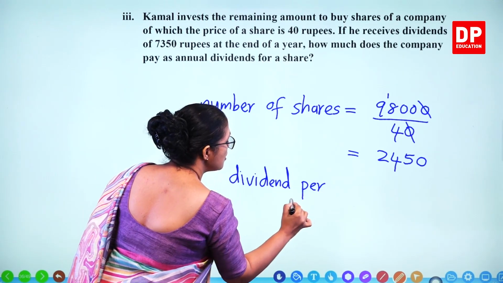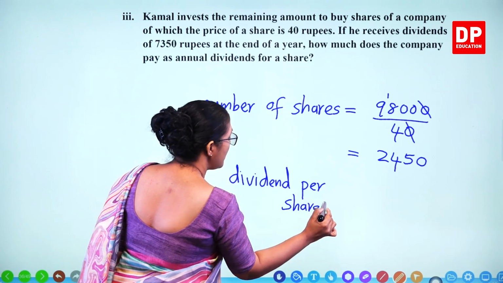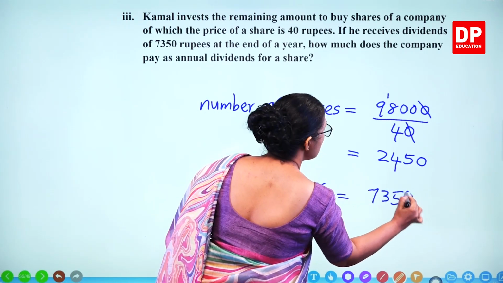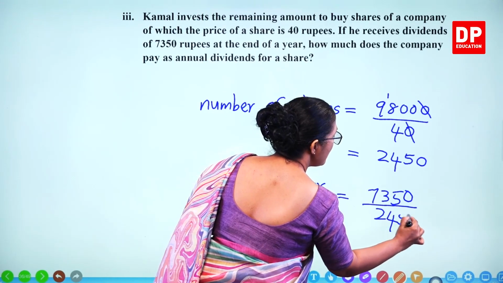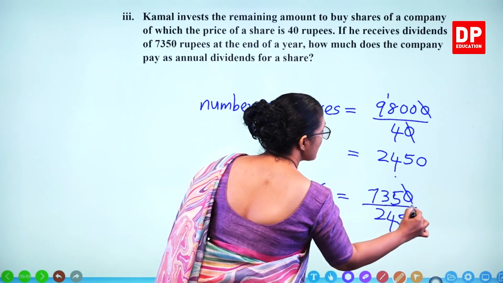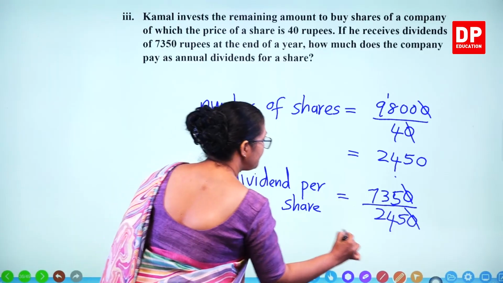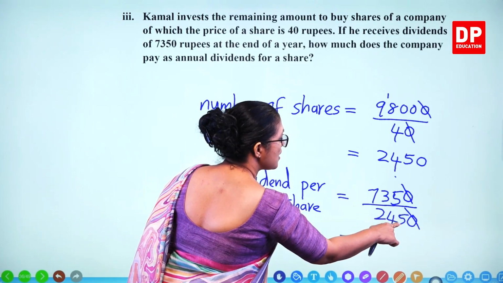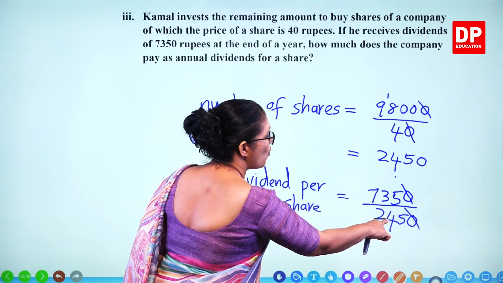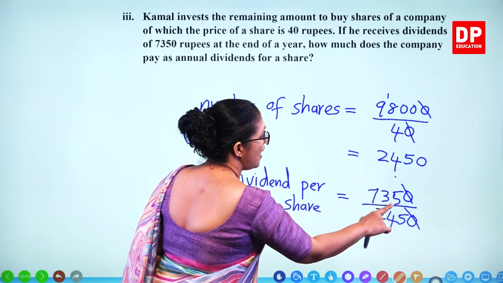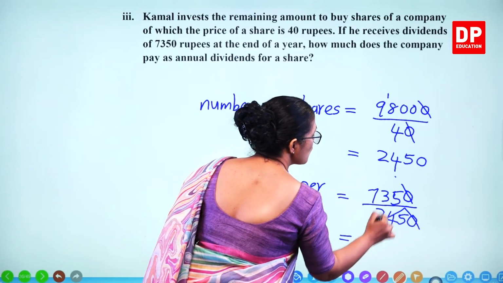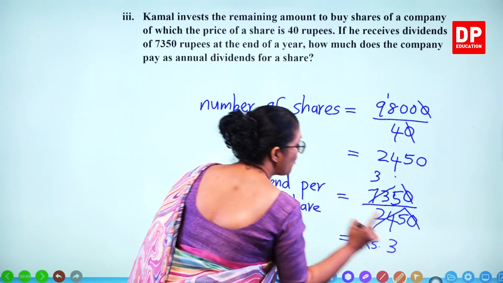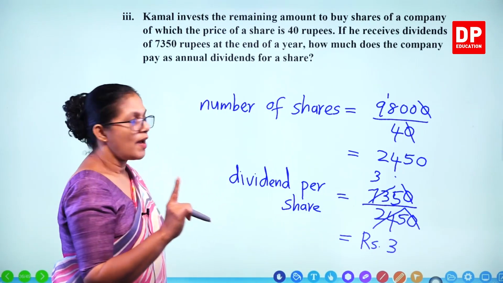Dividend per share. You are dividing by the number of shares. So the total 7,350 divided by 2,450. 0 get cancelled out. 3 times 5, 15. 3 times 4, 12 plus 1, 13. And 3 times 2, 6 plus 1, 7. So this is 3 times that. So 3 rupees is the dividend value per share.